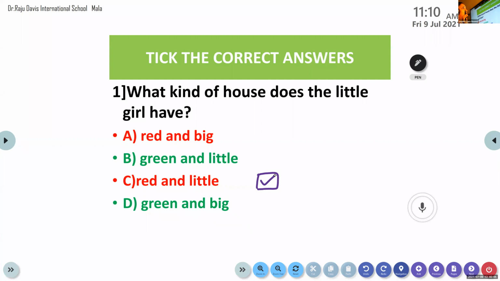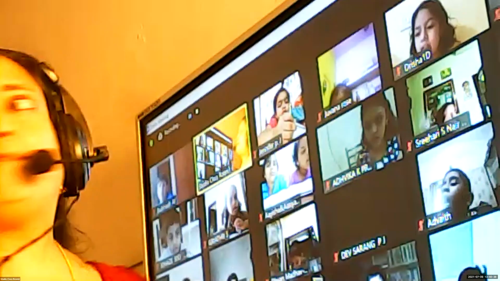Don't put the tick mark at any other place. Otherwise, your answer may go wrong. So be very careful. Read all the options and put a tick mark only in front of the correct option. Red and little. What kind of house does the little girl have? The little girl has a red and little house. Okay? So let me stop sharing here. Did you mark the answer correctly?